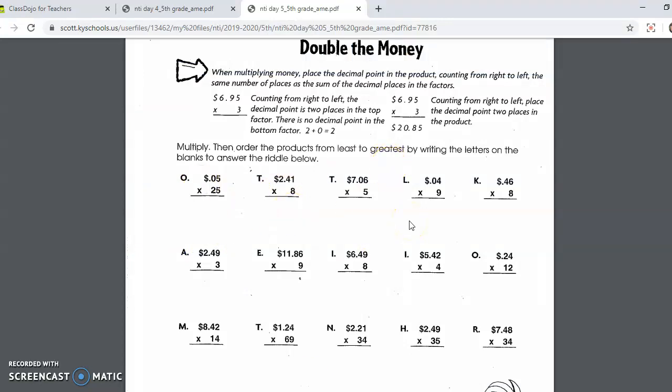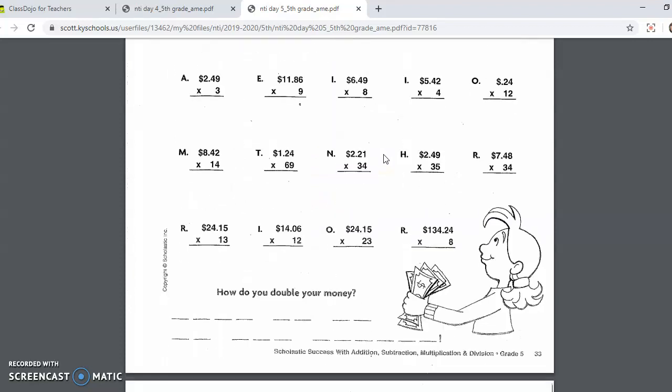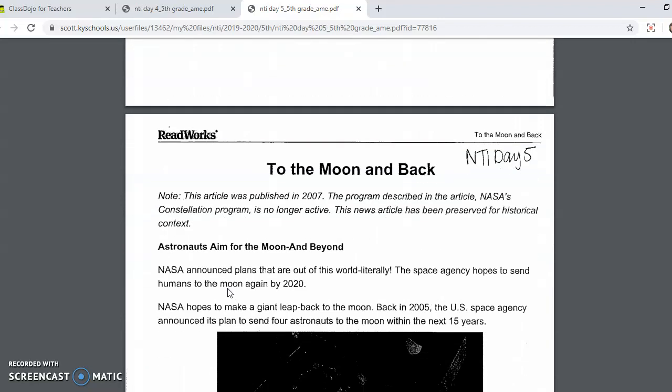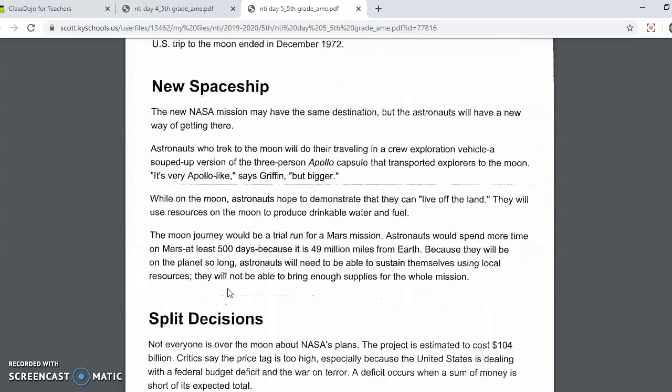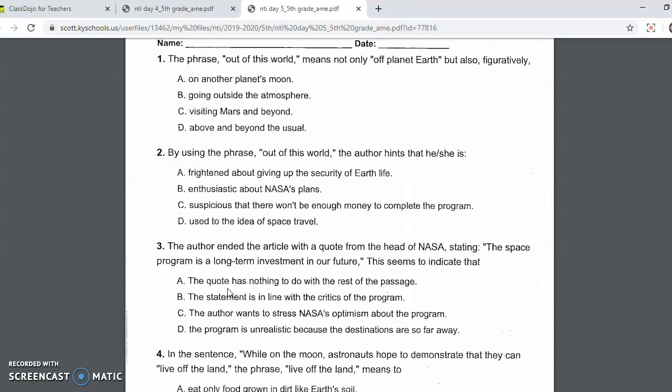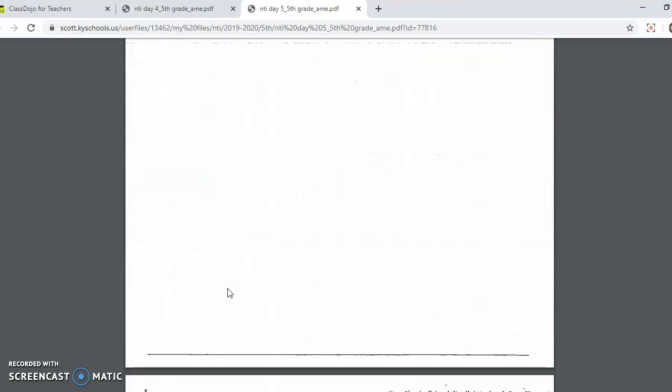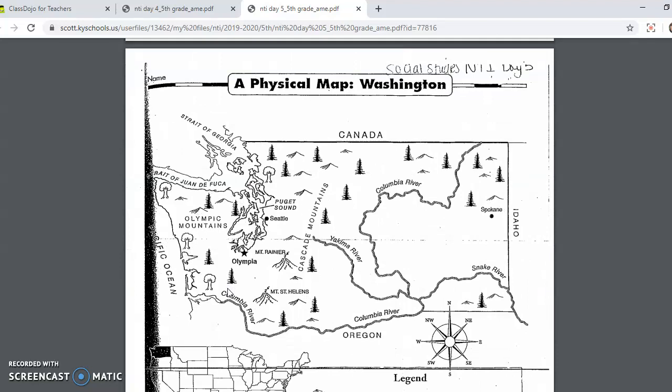Okay, so you'll be doing this. Continue working on the problems, multiplying the money out, and then, like I said, once you're finished, you're going to order from least to greatest, and then you've got a question here. It's a little goofy joke about how do you double your money? Then for your other subjects, for reading, you'll be reading To the Moon and Back. Then you have some questions here. Actually, this might be for reading. I might have messed that up. Yeah, that was reading. Sorry, guys.